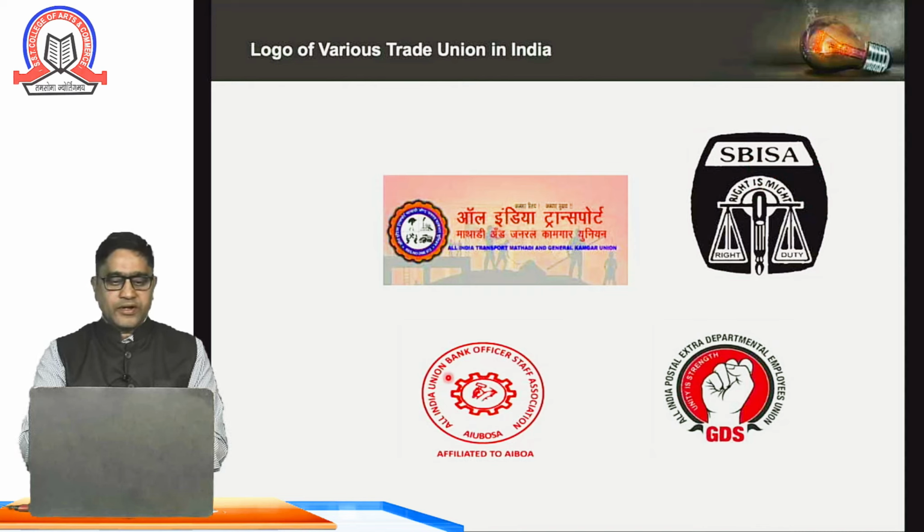Also we have All India Union Bank Officers Staff Association, which has been affiliated to registered bodies, and we have the All India Postal and Postal Extra Departmental Employees Union, which is also quite famous when the postman or the other persons working in the post office want to come out with their grievances and seek justification for their rights and demands.